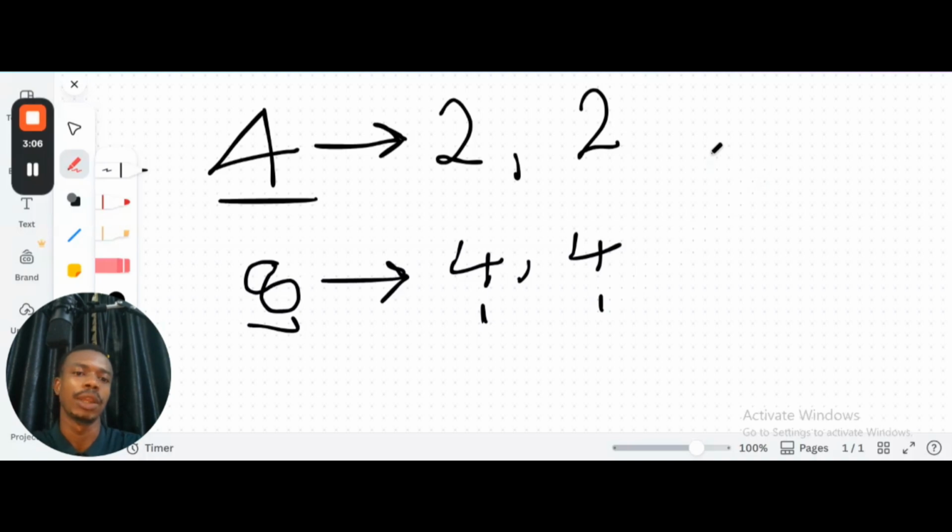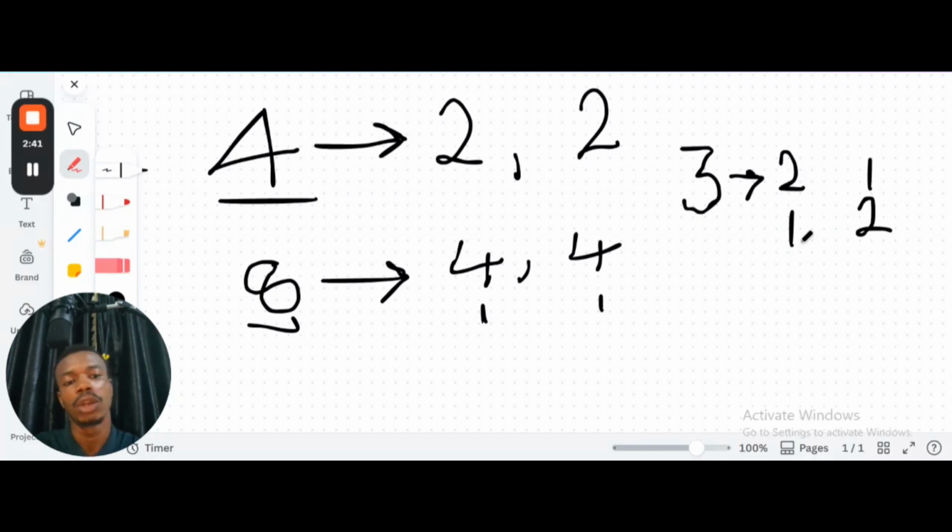Now let's look at a number like 3. Can you separate 3 into two equal parts? As I demonstrated, you can't. You're going to have 2 and you're going to have 1, or you're going to have 1 and you're going to have 2. None of these are equal to the other.